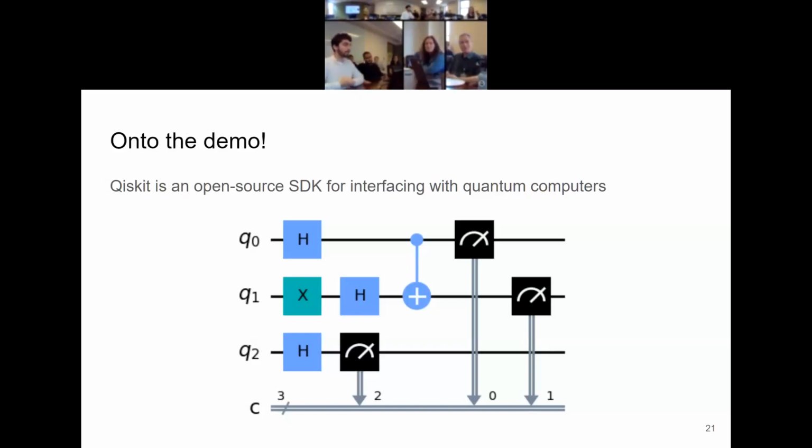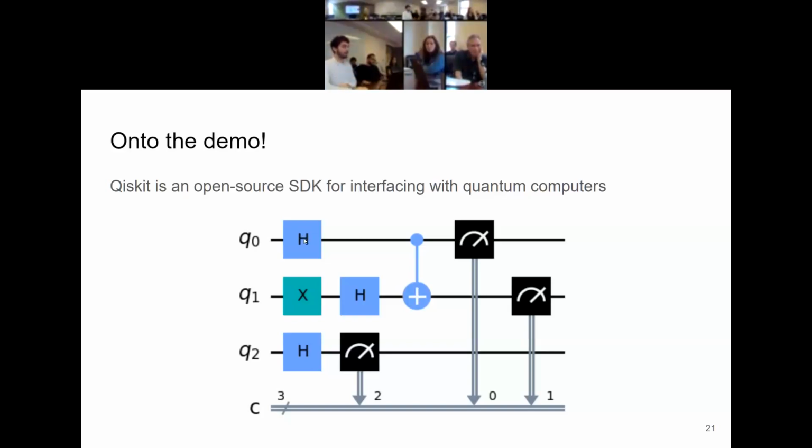Qiskit is an open source software development kit that we use to interface with quantum computers. What you're seeing here is what's known as a quantum circuit. Just a quick overview of what's actually going on here. There are 3 qubits, qubits 0, 1, and 2, and they are held along these wires, which aren't physical, and they're read from left to right.